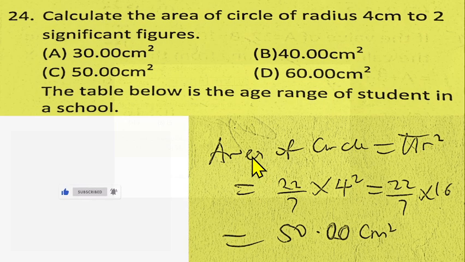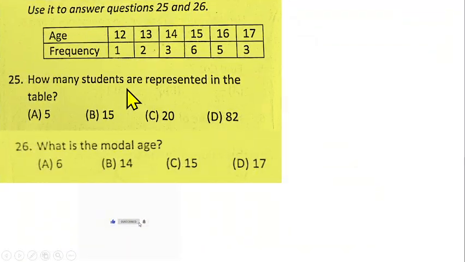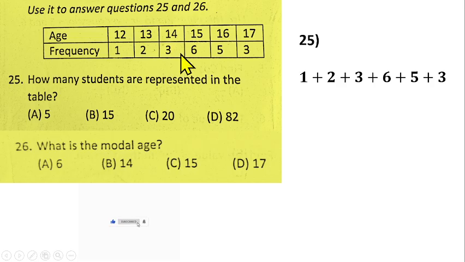So question number 25 is from statistics as well. You are given this table. How many students are represented in the tables? So that means that the number of students that represent the table is the total frequency there. So that should be 1 plus 2 plus 3 plus 6 plus 5 plus 3, and that should give us 20. So total frequency here is 20, which is option C.